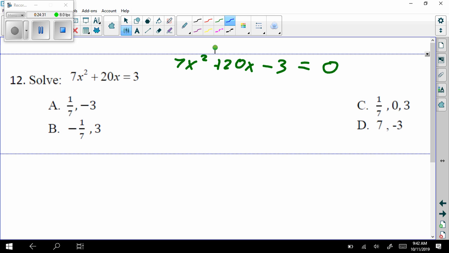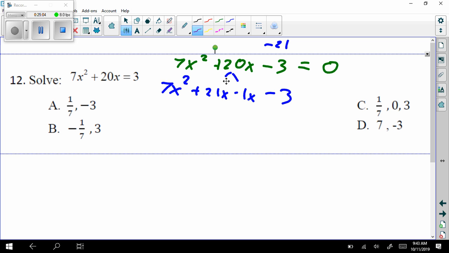Now for these, when I factor, multiply the 7 times negative 3, which is negative 21. We need two numbers that multiply to be negative 21 and add to be 20. That could be 21 and 1. 21 minus 1 would multiply to be negative 21 and add to be 20. So we split the 20x to become 21x minus x.